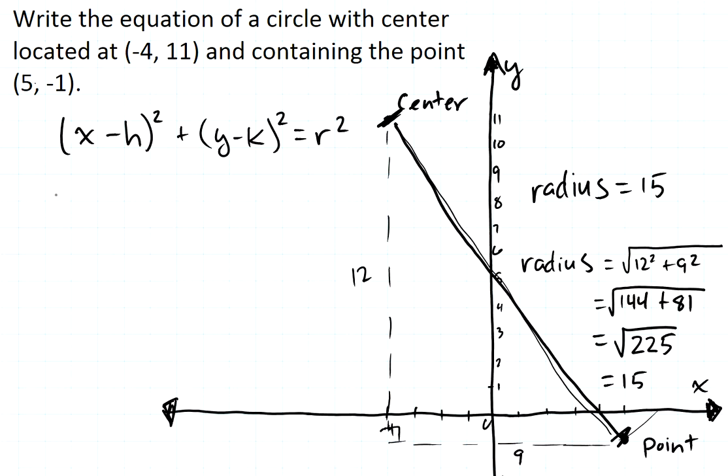So for this particular problem, I have x minus h. Since h is -4, I have x minus -4, which is plus 4, and that's squared, plus y minus 11 squared, and that equals the radius squared, which we decided was 15 squared, which is 225.